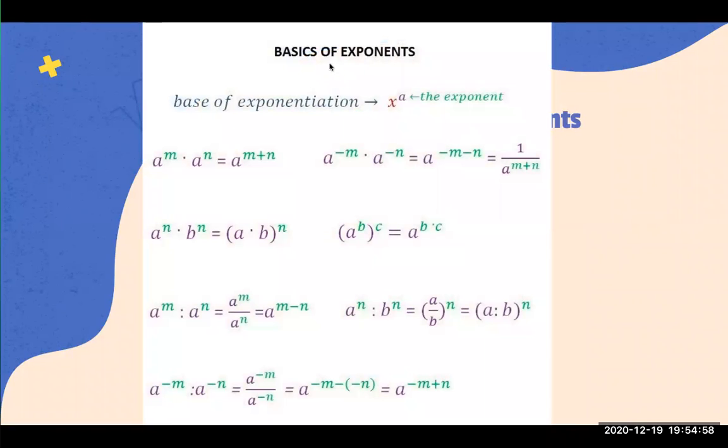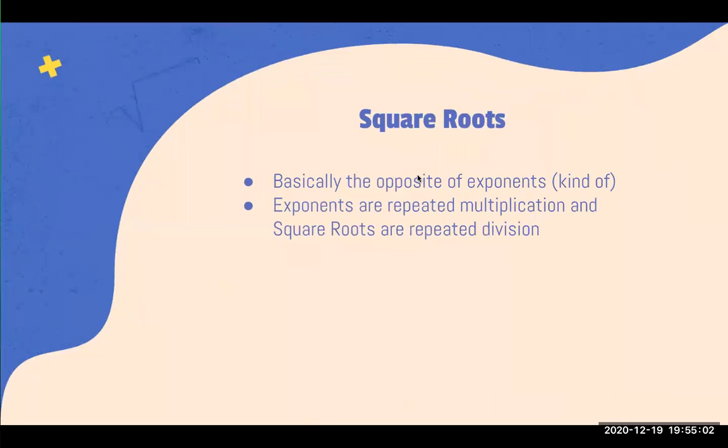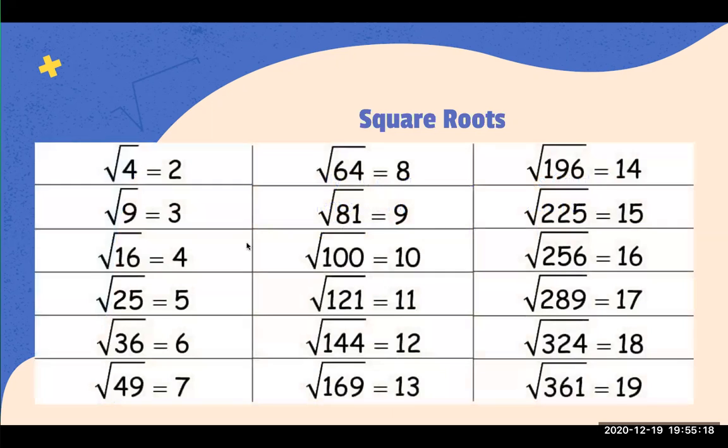So the basics of exponents. Basically, this is just what we learned last time. There's nothing new to it. So square roots, these are pretty cool. Basically the opposite of exponents. Exponents are repeated multiplication, and square roots are basically repeated division, I think. At least that's how I like to think of it. It's a little bit confusing, I guess. But this is a table of square roots.